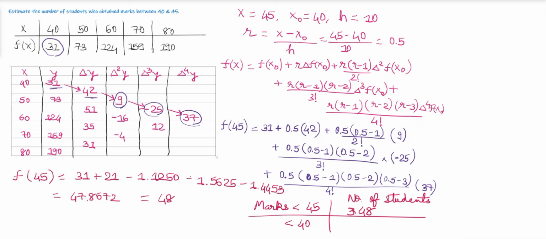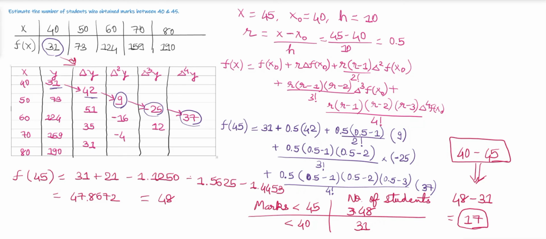We also have the number of students having marks less than 40, which is 31. Now what we have to find is the number of students who have marks between 40 and 45. That is very simple. We'll just subtract the number of students having marks less than 40 from the number of students having marks less than 45. So it will be 48 minus 31, which is equal to 17.